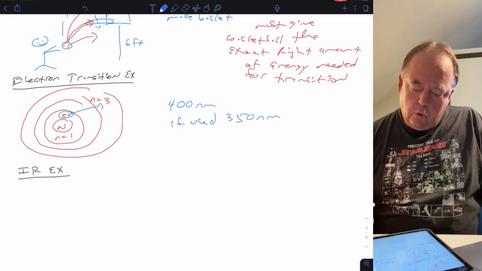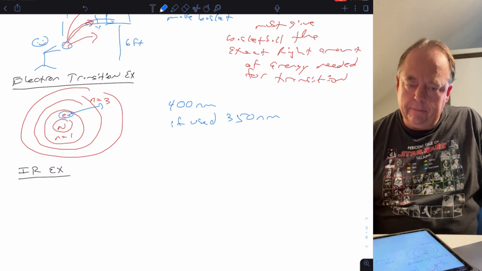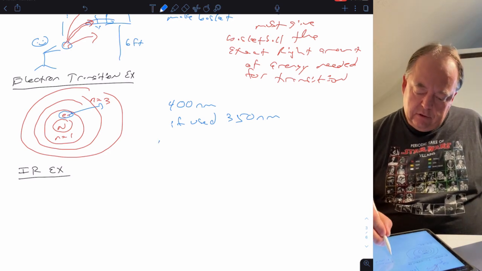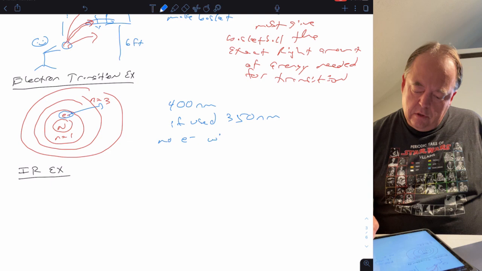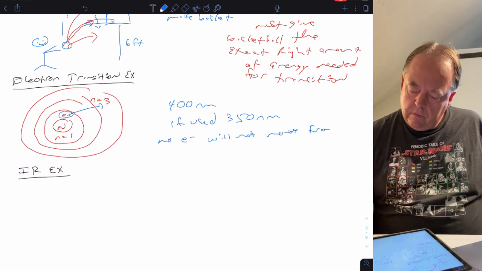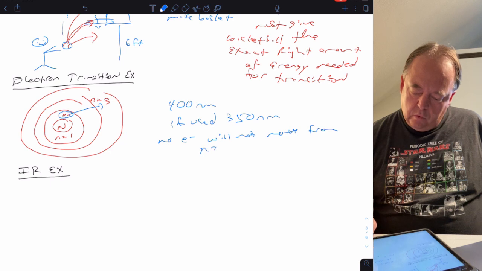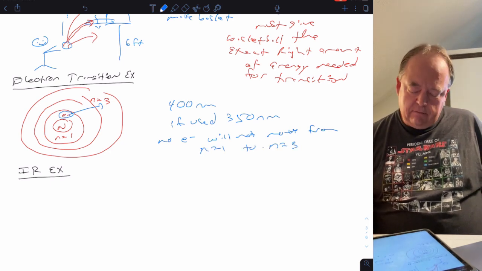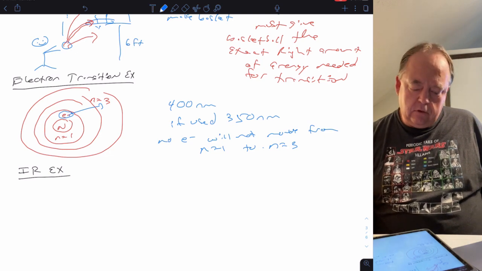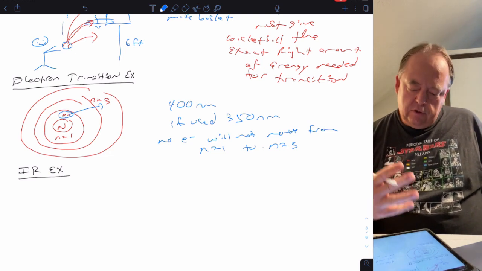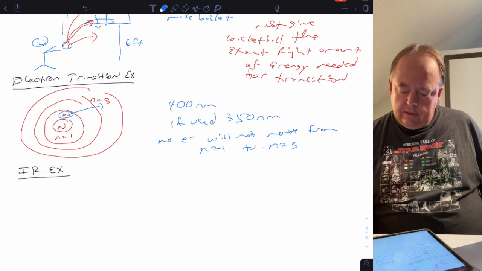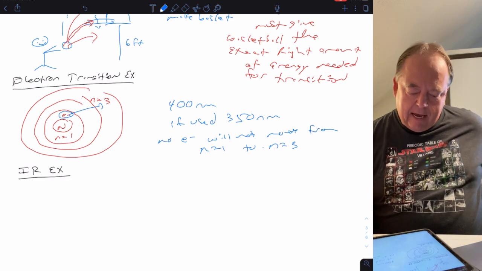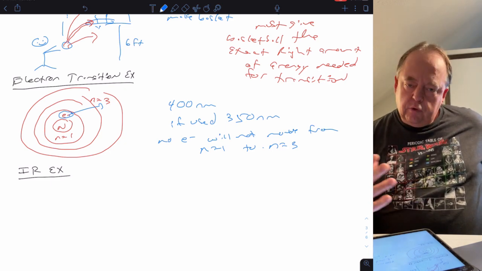So this has more than enough energy to move the electron from the first shell to the third shell, but will it happen? The answer is no, the electron will not go from n equals 1 to n equals 3, because the energy is not right. It doesn't match the exact energy gap, so nothing's going to happen. If you shine electromagnetic radiation of 350 nanometers on that atom, it basically just goes right through it.